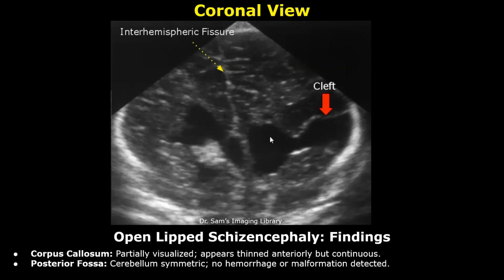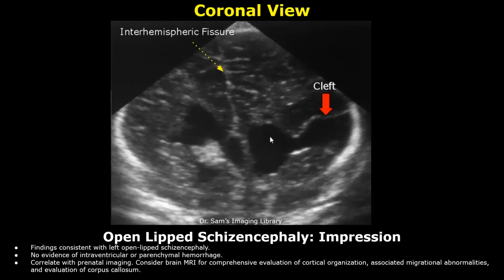Corpus callosum, partially visualized, appears thinned anteriorly but continuous. Posterior fossa, cerebellum symmetric, no hemorrhage or malformation detected. This is the impression. Findings consistent with left open-lipped schizencephaly. No evidence of intraventricular or parenchymal hemorrhage. Correlate with prenatal imaging. Consider brain MRI for comprehensive evaluation of cortical organization, associated migrational abnormalities, and evaluation of corpus callosum.